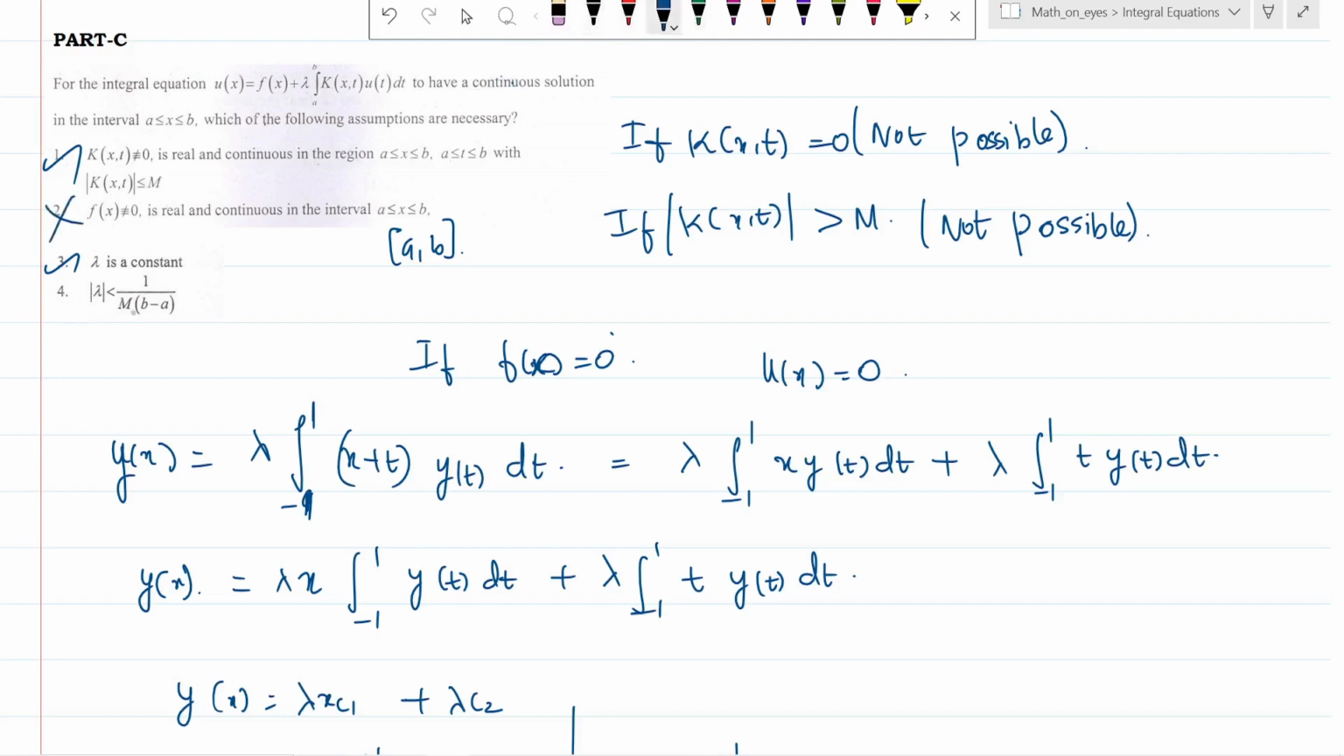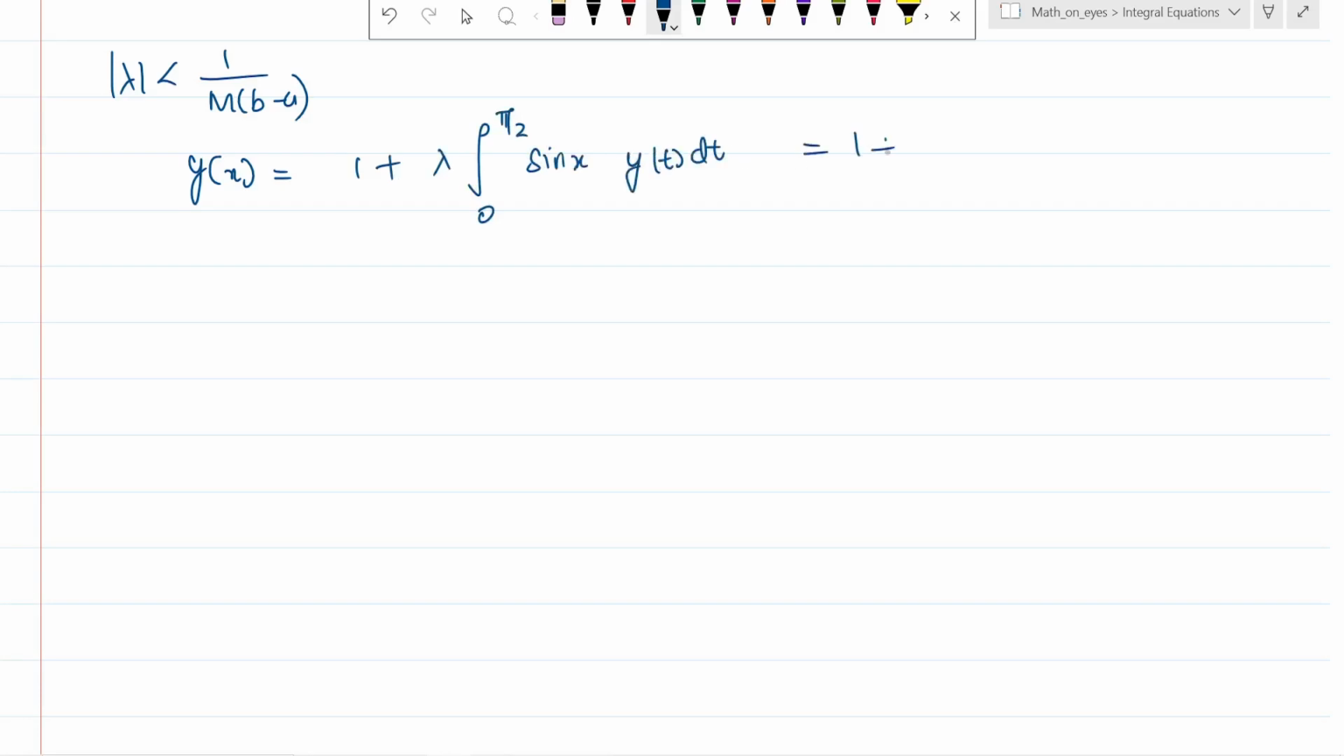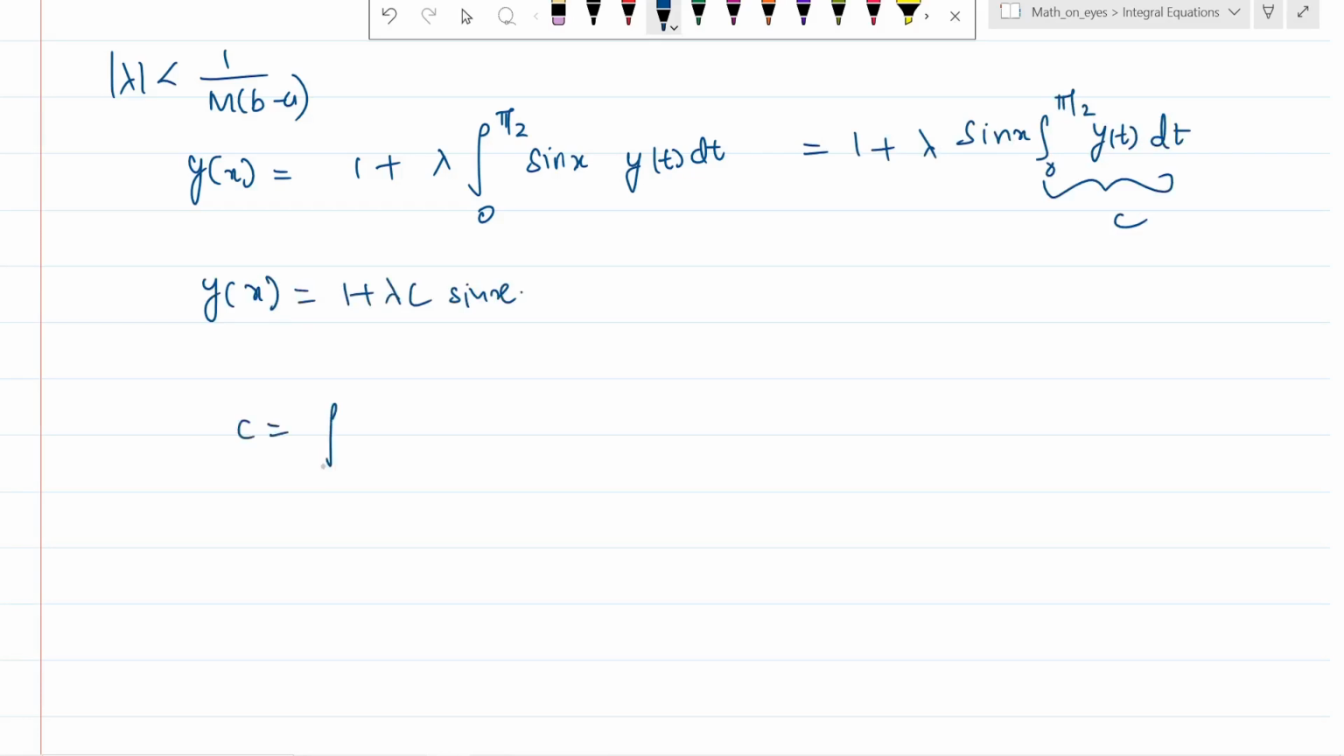And then, modulus of lambda is less than 1 divided by M into b minus a. Let us check this one. Is modulus of lambda less than 1 divided by M into b minus a or not? Let us take an example. y of x is equal to 1 plus lambda times the integral from 0 to pi by 2 of sine x into y of t dt. So this will be equal to 1 plus lambda times sine x outside the integral 0 to pi by 2 of y of t dt. Let me take this part as c. So I'll find y of x is equal to 1 plus lambda c into sine x, where c is equal to the integral from 0 to pi by 2 of y of t dt.